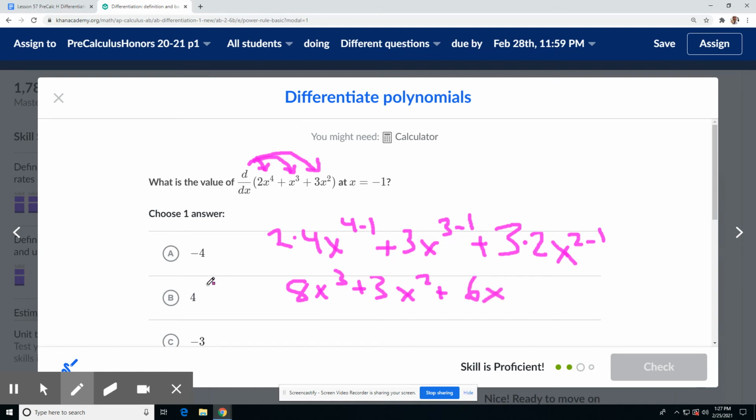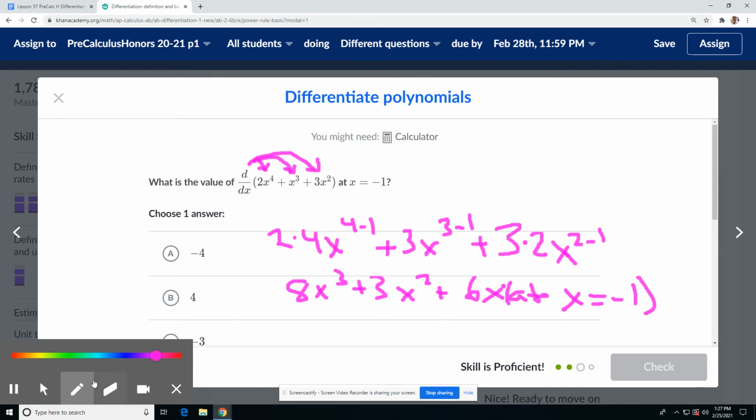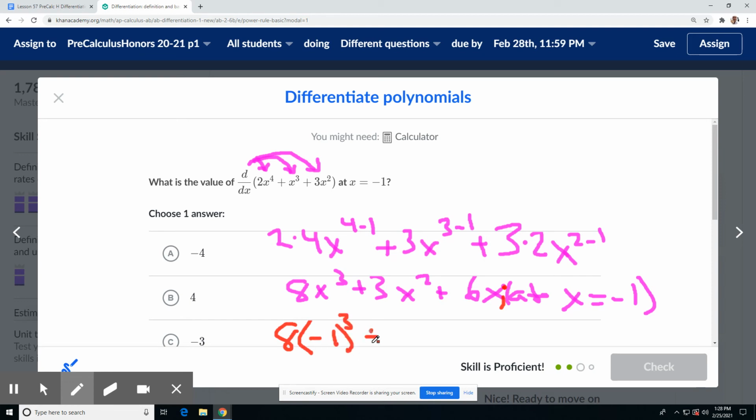And then we want to find out at x equals -1. Okay, so I'm getting caught up in my notation here, so I'll put a colon to kind of separate it. All right, so we're plugging in x equals -1 wherever we see an x. So 8 times -1 cubed plus 3 times -1 squared plus 6 times -1.